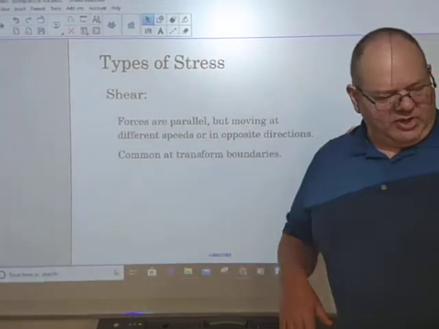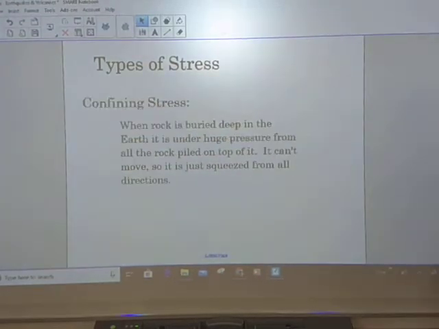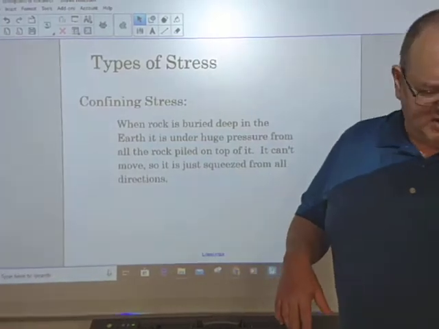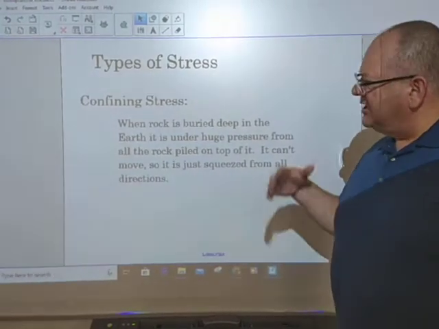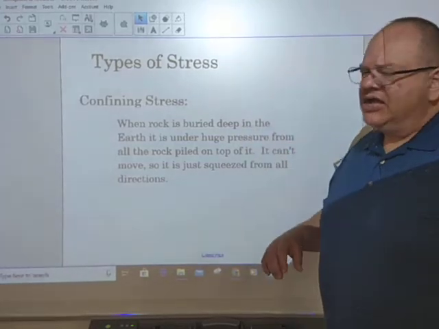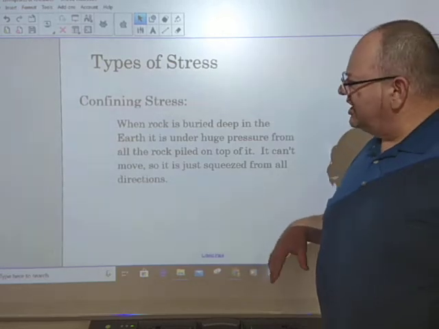So shear stress is common at transform boundaries. All right, we got one more. It's called confining stress. And I think this is the hardest one to kind of visualize and understand. It's not the one that we're going to talk about very much in our classwork.